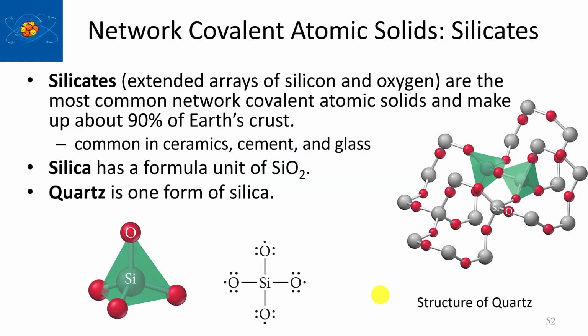So the next group of network covalent solids that we'll talk about are silicates. And silicates are basically sand. You take sand and you heat it up, and it forms a molten blob. That molten blob is what we turn into glass. And so silicates are very common. 90% of the Earth's crust is made out of silicates, implying their great stability. They're very stable. Generally, the silica, which makes up the silicates, has a formula of SiO2.